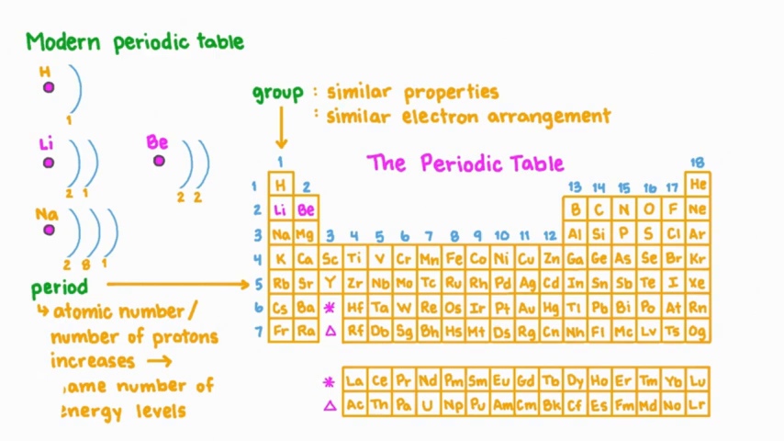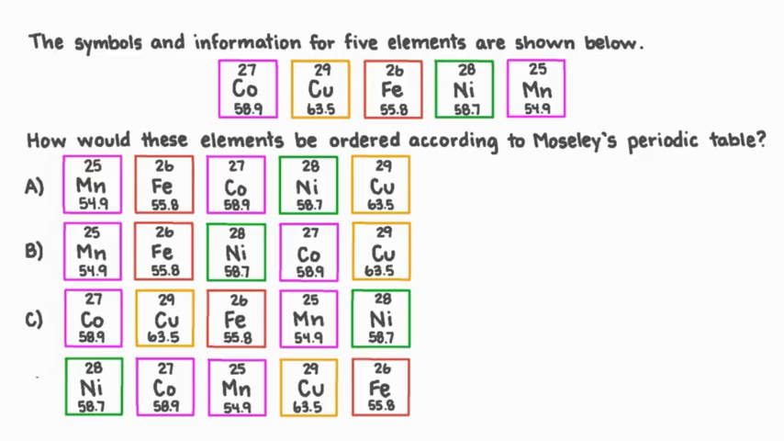Before we summarize all that we've learned about the history of the periodic table, let's take a look at a question. The symbols and information for 5 elements are shown below. How would these elements be ordered according to Moseley's periodic table?